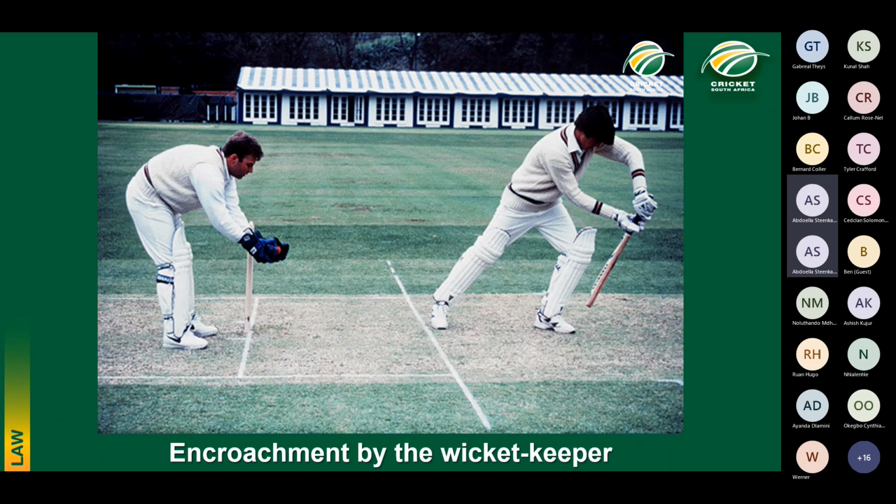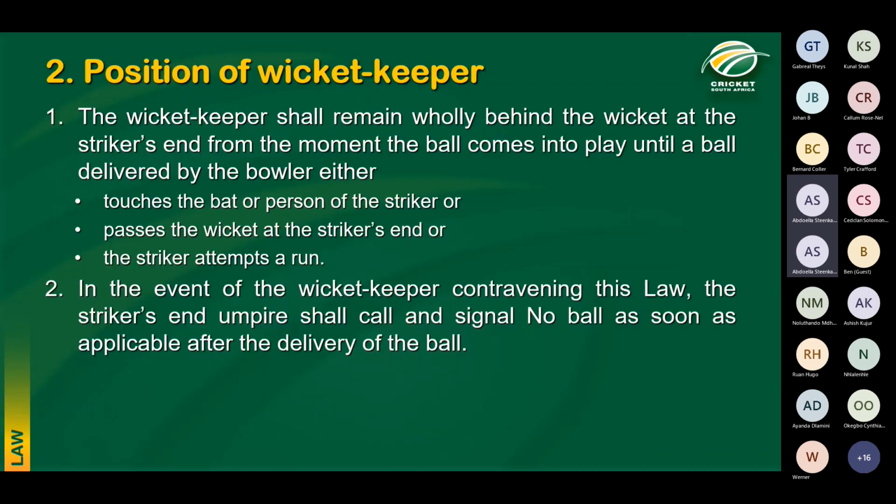The only times when the keeper is allowed to come in front of the stumps is as per these three bullet points. If it touches the bat or person of the striker, passes the wicket at the striker's end, or if the striker attempts a run, now the keeper can come in front of the stumps. Otherwise, the keeper needs to wait until the ball is past the stumps.